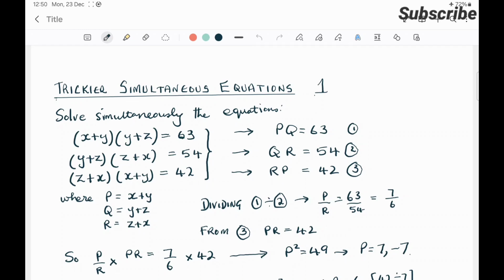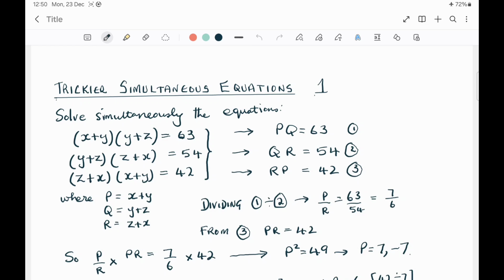In this episode, I want to solve what I would call a trickier type of simultaneous equation. I call it trickier because it can't be done by the routine method of systematically eliminating one variable at a time. So here is how I would do this.